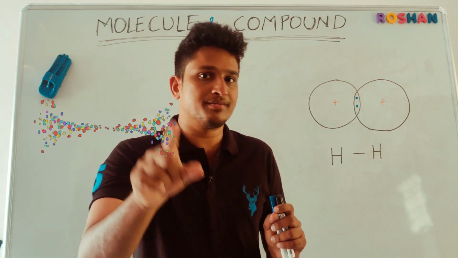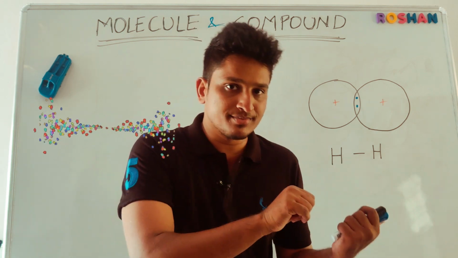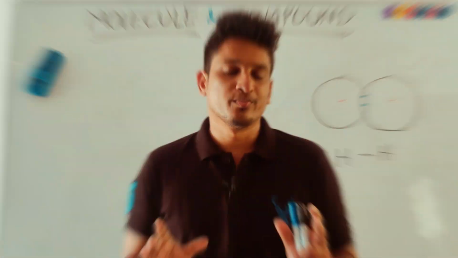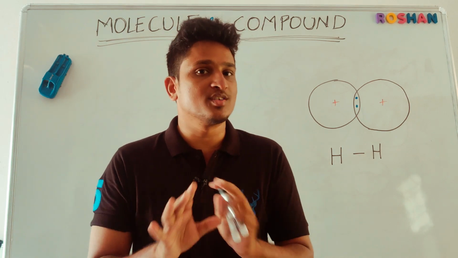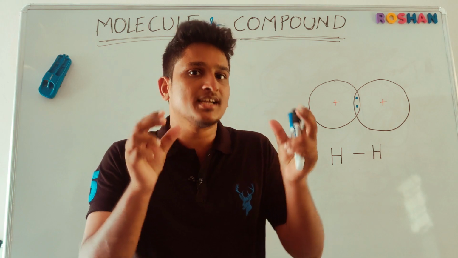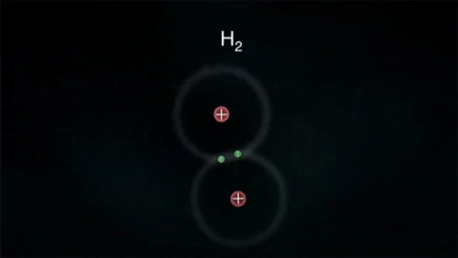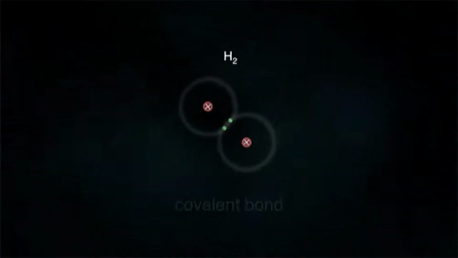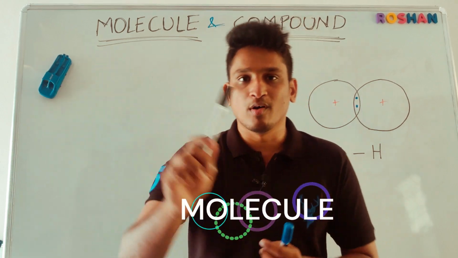You already have the clarity between atom and element. In the previous video, we clearly discussed that difference. All matter is not made up of independent atoms, but these atoms are combined and they form a new substance, students, and that combination is called a molecule.